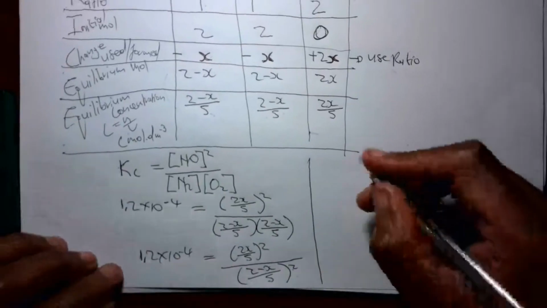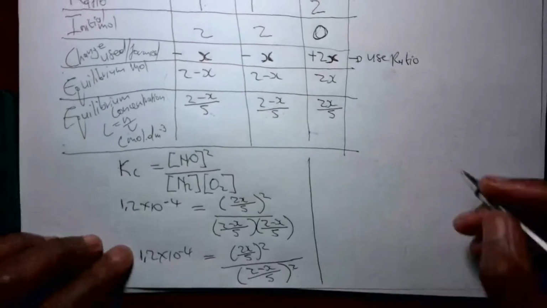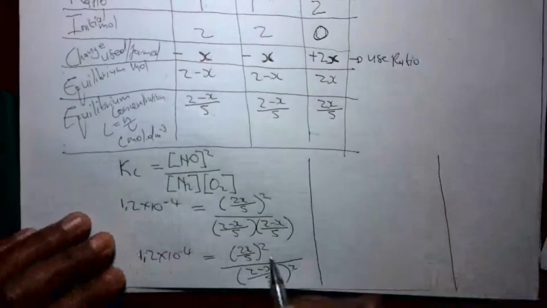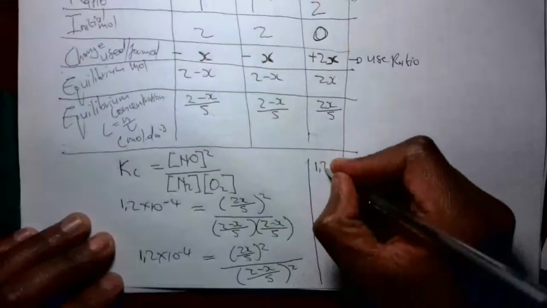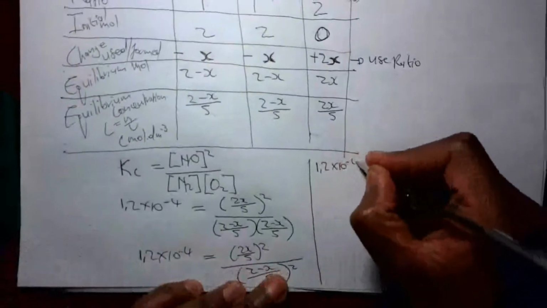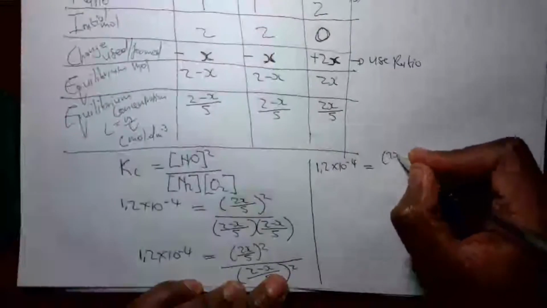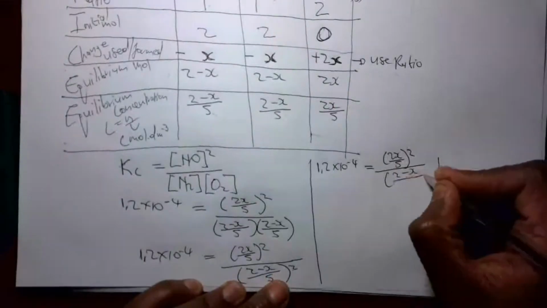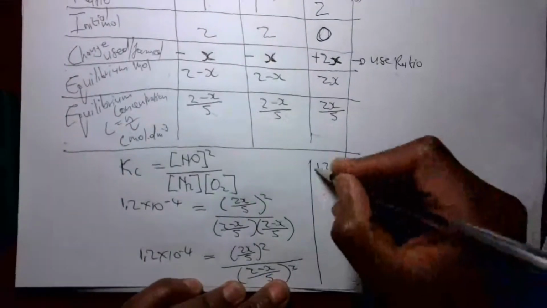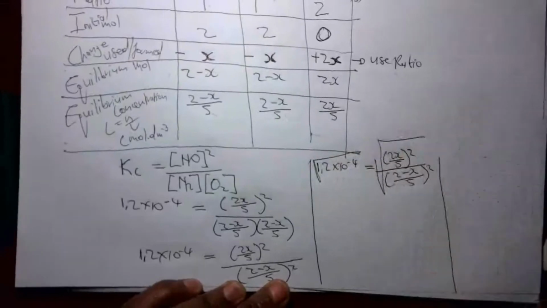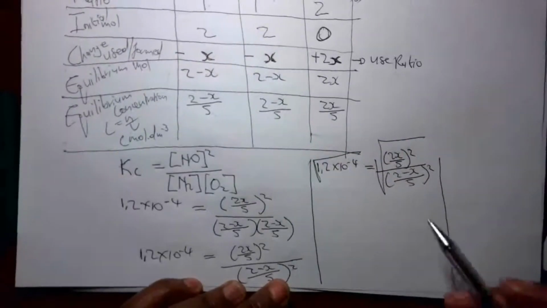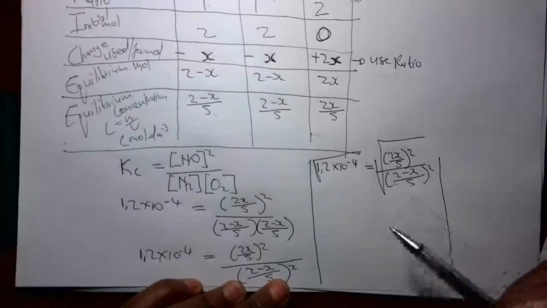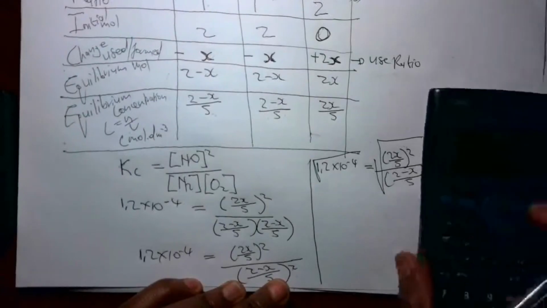Okay, so now doing the math, I'm going to introduce a square root on both sides. I'm going to have 1,2 times 10 to the power negative 4 and 2x over 5 squared over 2 minus x over 5 squared. So I introduce a square root there, and there. This square root will apply for the top part and also for the bottom part. So what am I going to get?